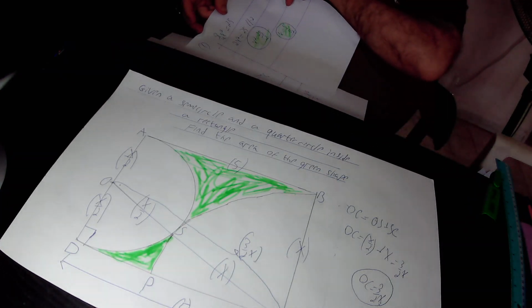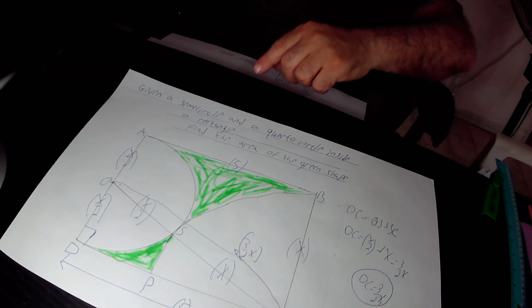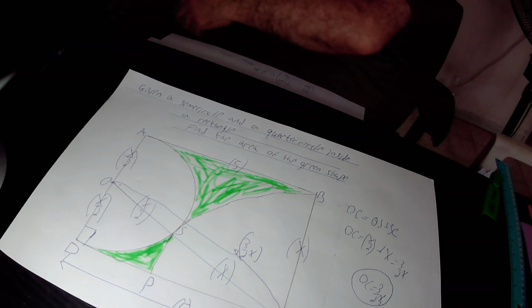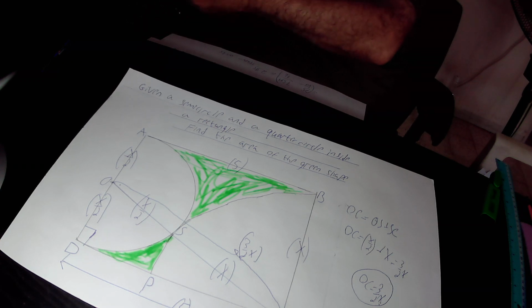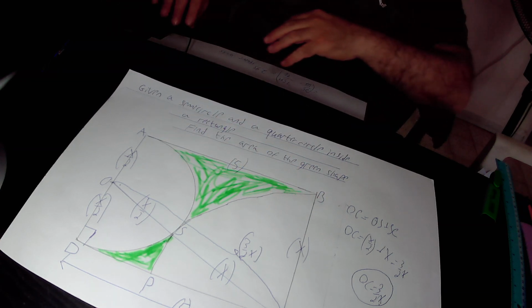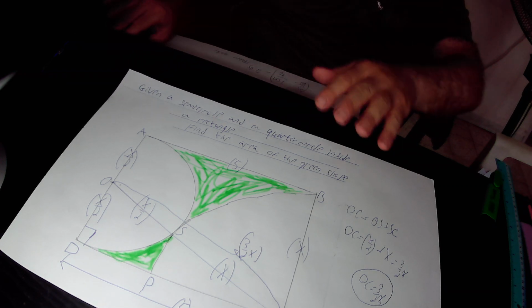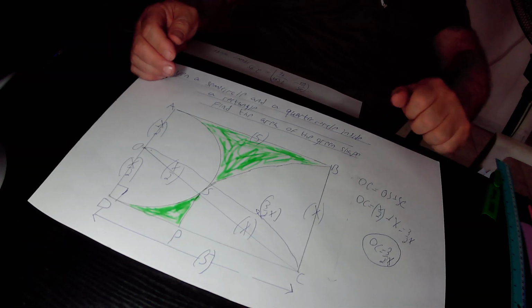Our mission is to find out the area of this green shape. Again, our mission is to find out the area of this green shape. So what is the area of the green shape? From the drawing it is very easy to see.